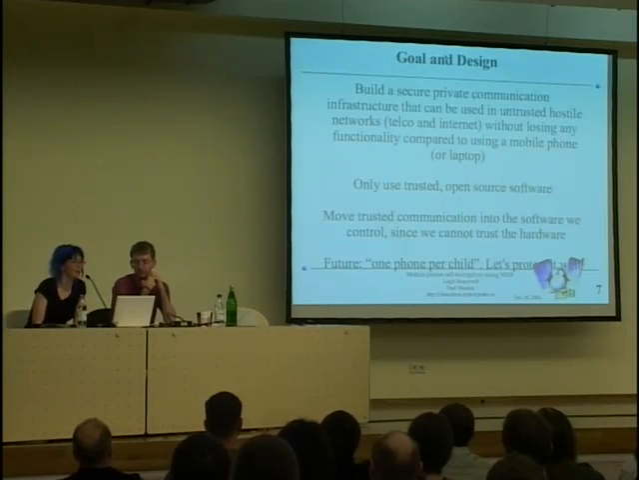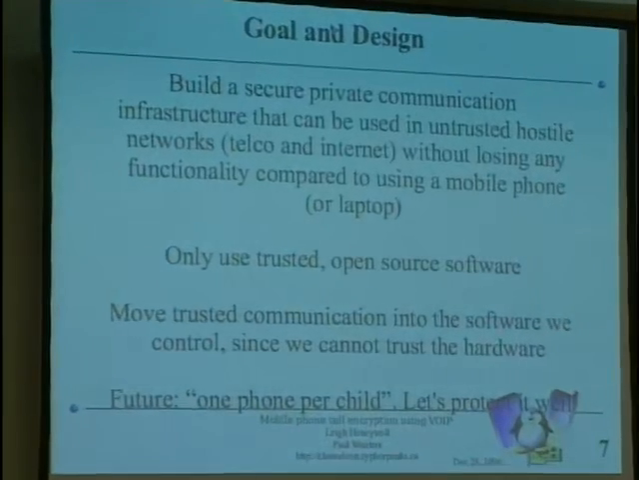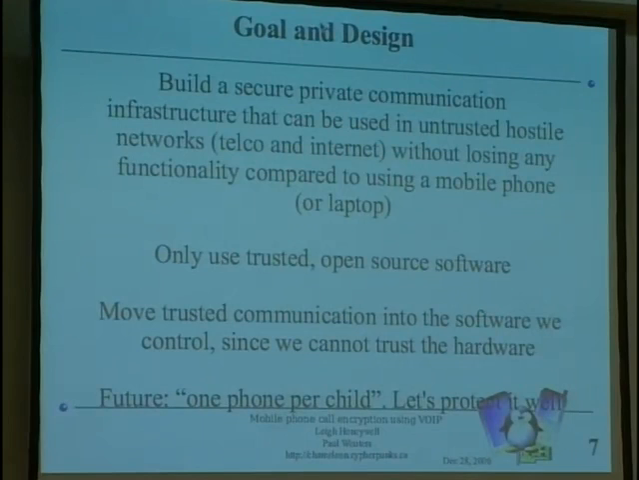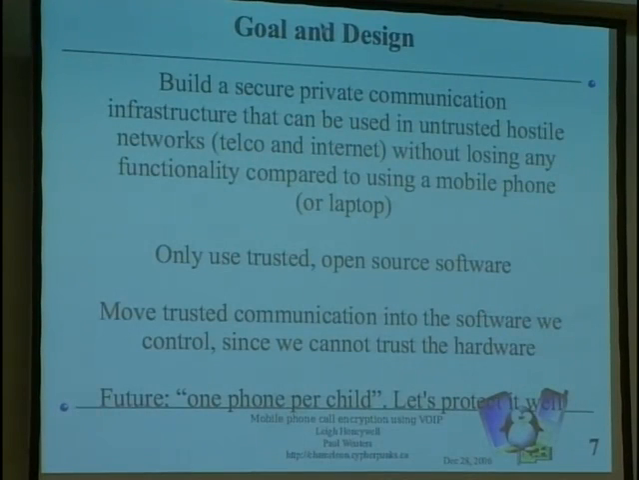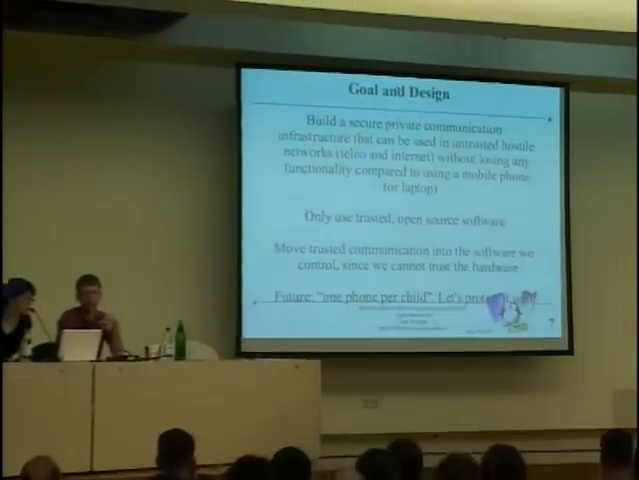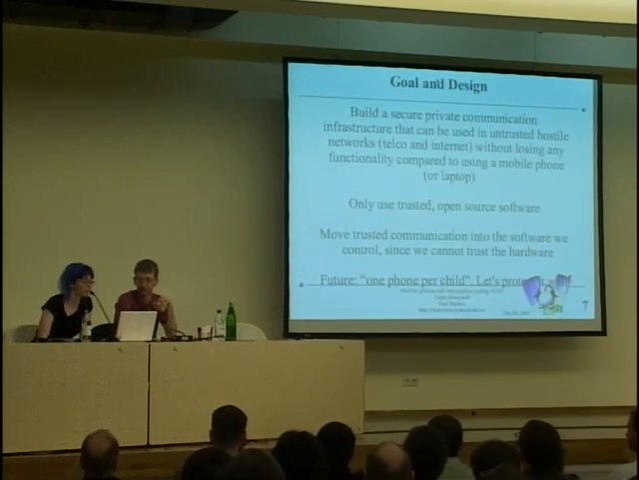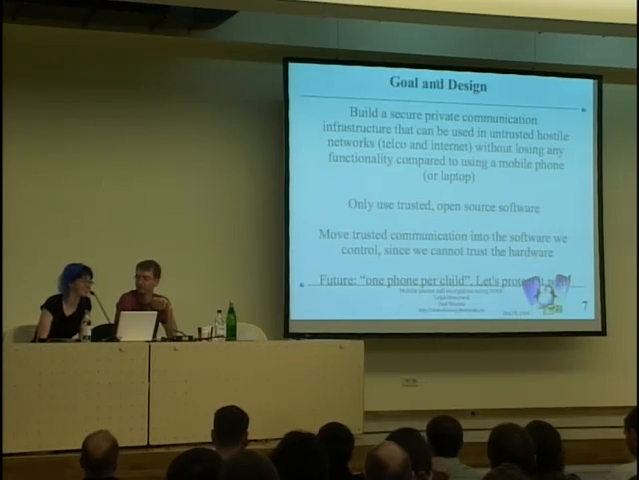So our goal with this project, and we'll go into how much we achieved and didn't achieve later on, was to build a secure private communication infrastructure that can be used in untrusted hostile networks, whether it's telco or internet, because we do talk about voice over Wi-Fi in a bit, without losing any functionality compared to using a mobile phone or laptop. We wanted to use only trusted open source software, and we wanted to move the trusted aspect of the communication into the software we controlled, since we can't really trust the hardware, whether it's our snazzy Linux phone here or your Windows Mobile PDA phone. We're looking at a future where everybody's going to have a cell phone, whether it's the One Laptop Per Child laptop with a GSM connection in it, or whatever the next generation is. These are design considerations for the communications infrastructure that people are going to be deploying in the future.